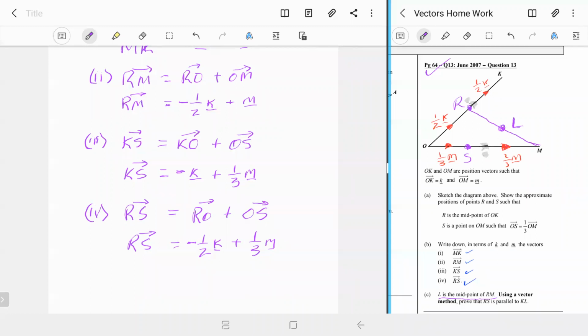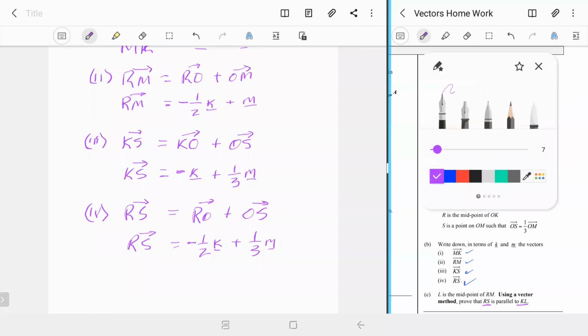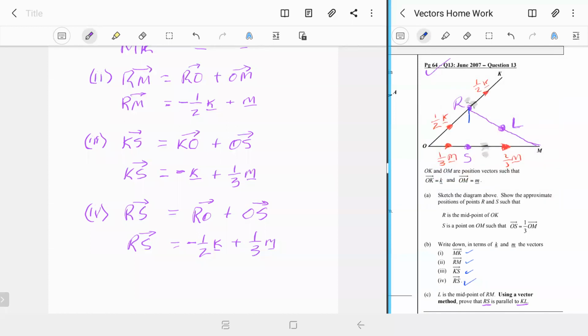Now, pay attention. The question says, prove that RS is parallel to KL. Let me draw them on the diagram and show you. A line here and a line here. Parallel. You can see from the diagram that they are parallel too. So the question is saying, show that they are parallel. We're going to show that they are parallel.